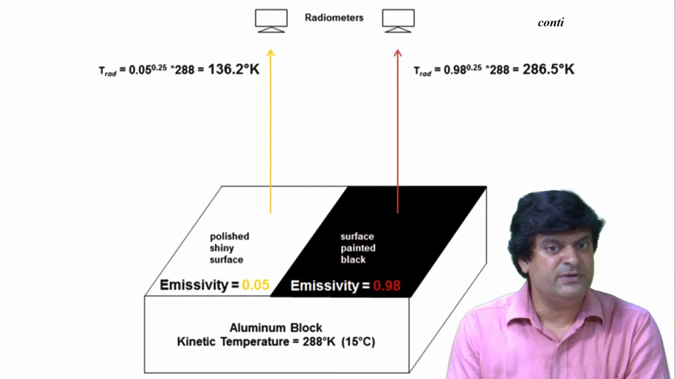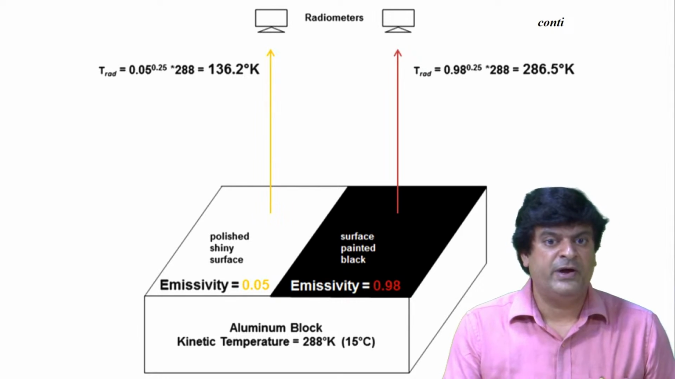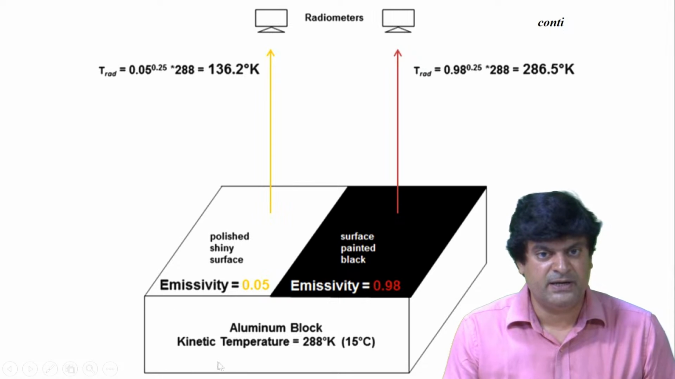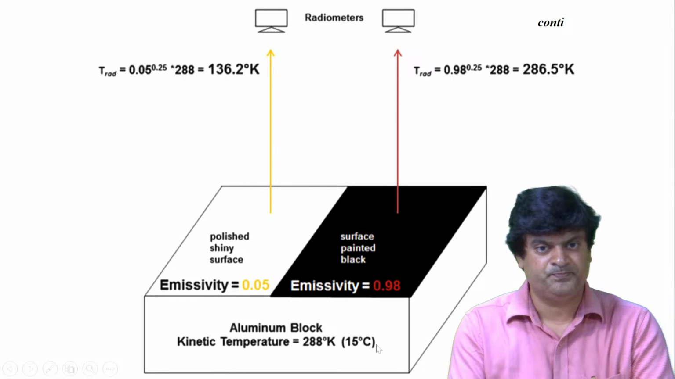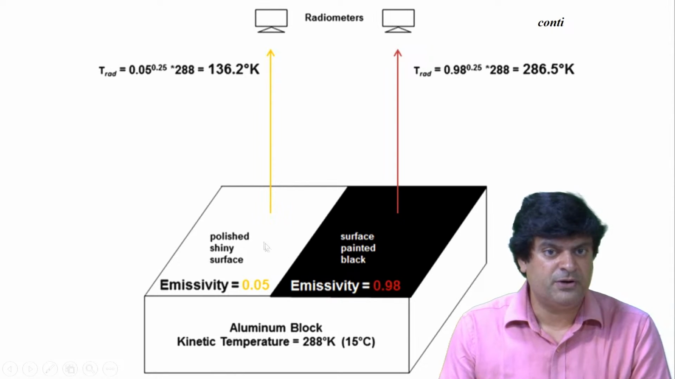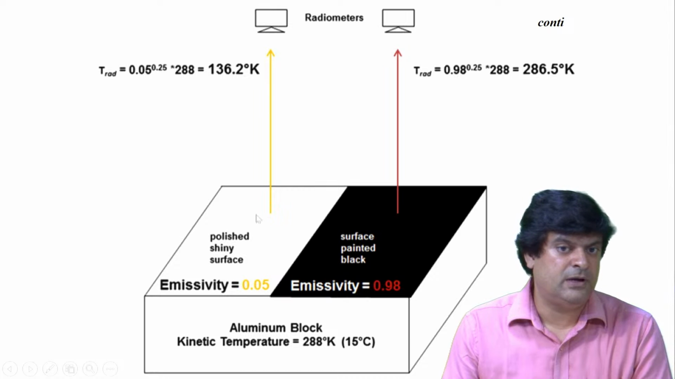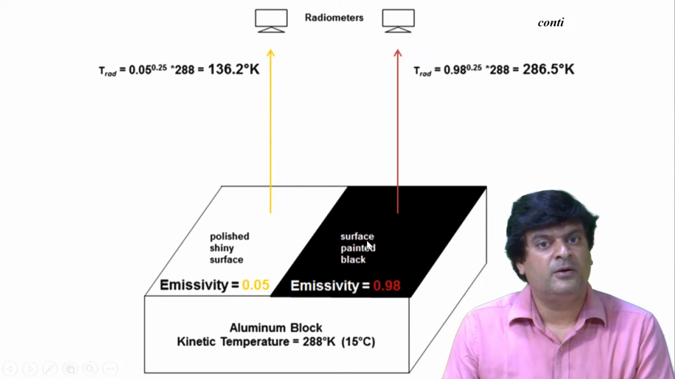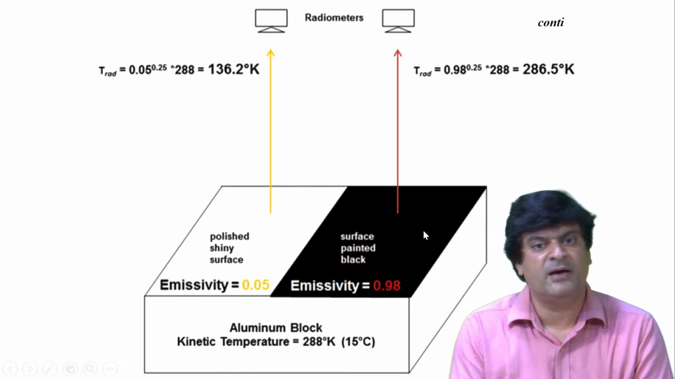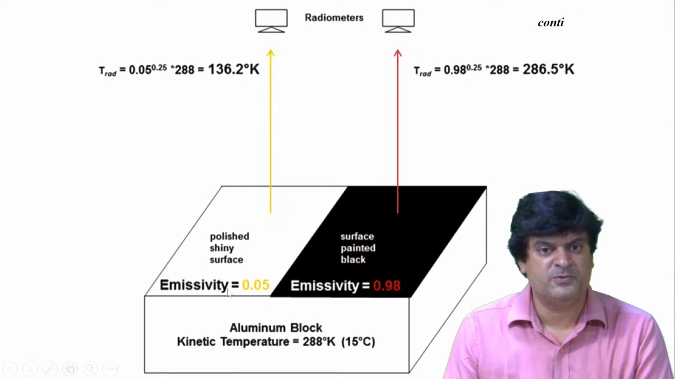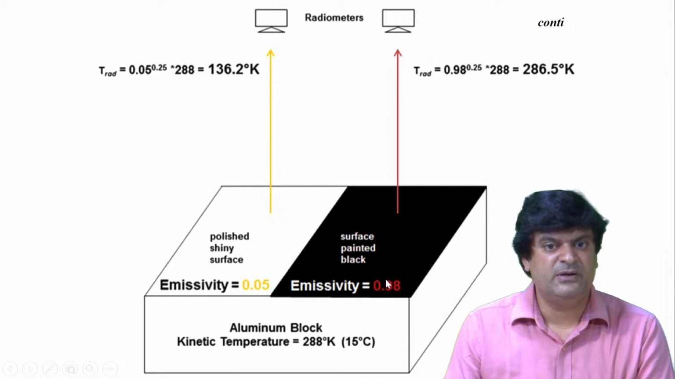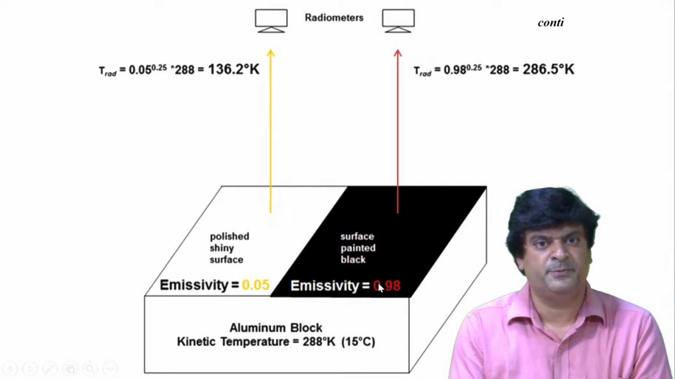So when the emissivity of the surface is low, like here, one aluminum block has been considered. The kinetic temperature of this aluminum block is approximately 288 Kelvin, that is 15 degrees centigrade. Now half of the aluminum block is polished to a shiny surface, and the other half is painted with black carbon particles. The emissivity of the shiny surface is approximately 0.05, and the emissivity of the black carbon is 0.98.